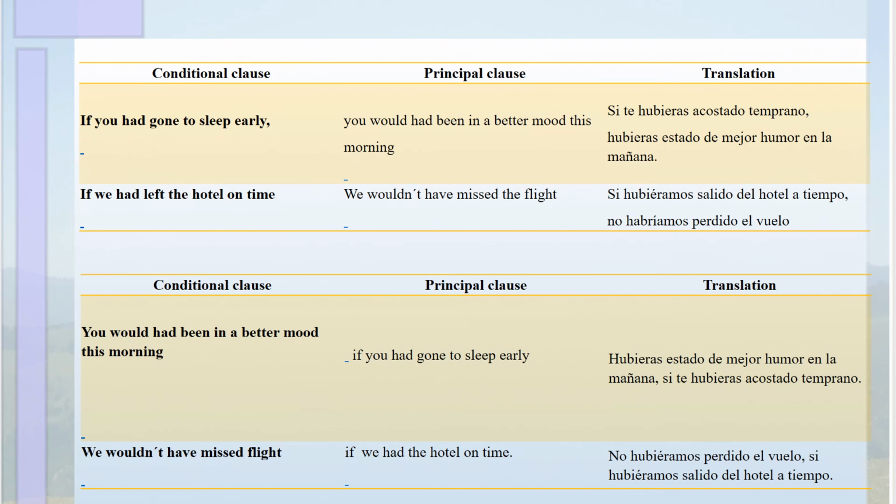In the second sentence, for example, we wouldn't have missed the flight is the conditional clause. If we had left the hotel on time is the principal clause. No hubiéramos perdido el vuelo si hubiéramos salido del hotel a tiempo.